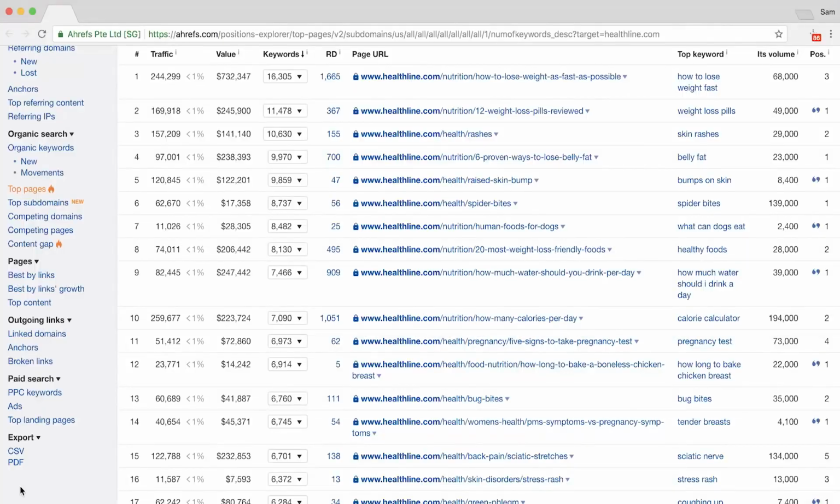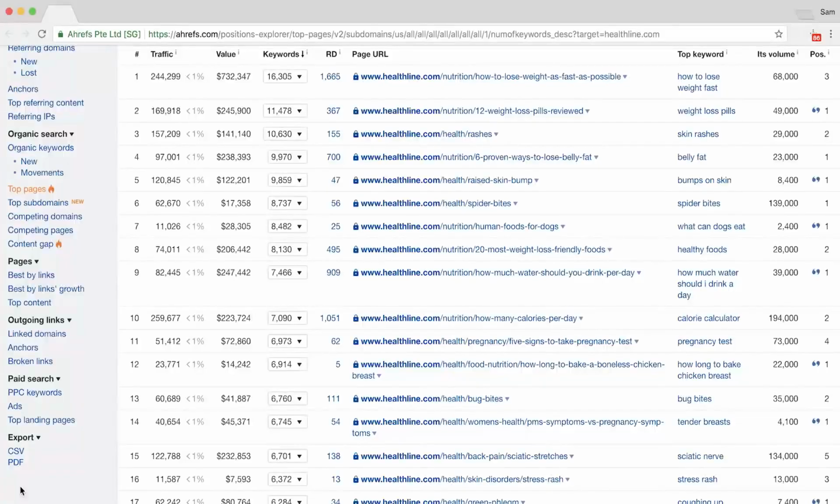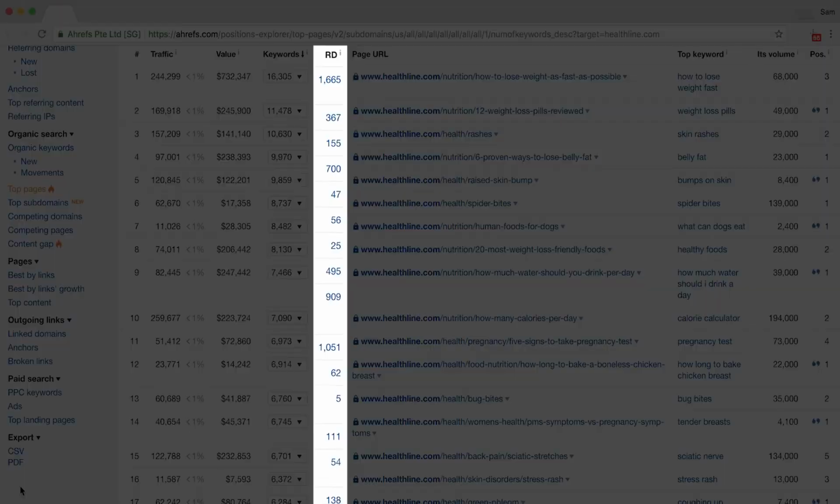So now we have a ton of long tail topics that we could create for our own website if we were in the health niche. And I actually have to point out this one with a top keyword, bumps on skin, that has a search volume of 8,400, but the page gets over 100,000 search visitors each month. That's bananas. Now it's important to note that you should also look at the number of referring domains that the page has. And this should be a good indication of how many links you'll need in order to get similar rankings and be competitive in search.